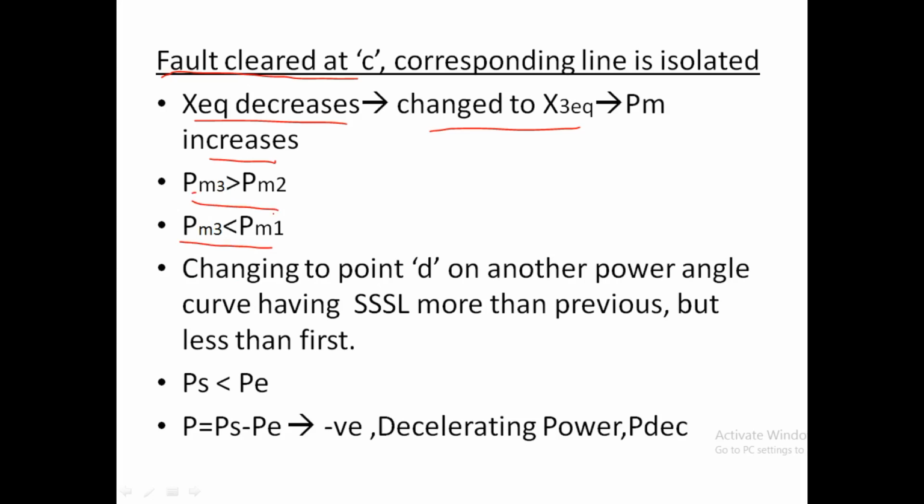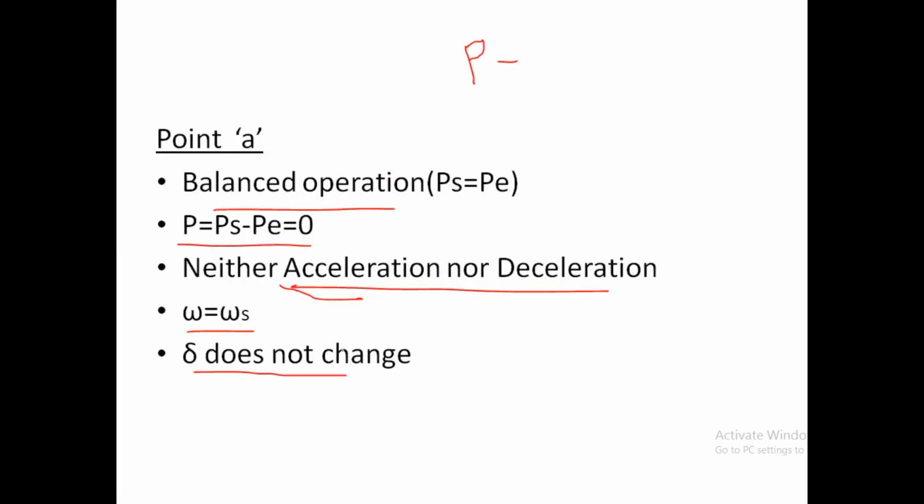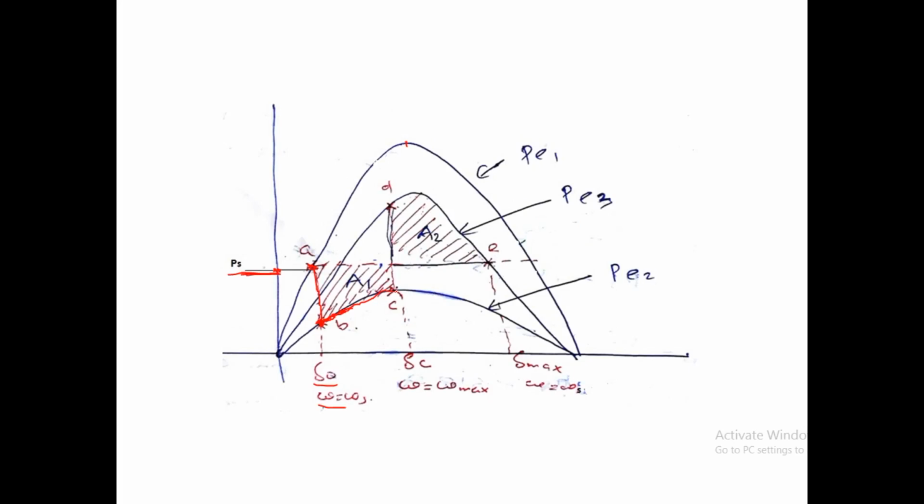So that curve will come in between those two curves, in between the during fault curve and the before fault curve. So it is changing to a point D on another power angle curve having steady state stability limit more than the previous but less than the first. Previous means during the fault condition, first means before the fault condition. So you can see it here. Now the curve is moving, C to D, where that curve is coming in between these two.